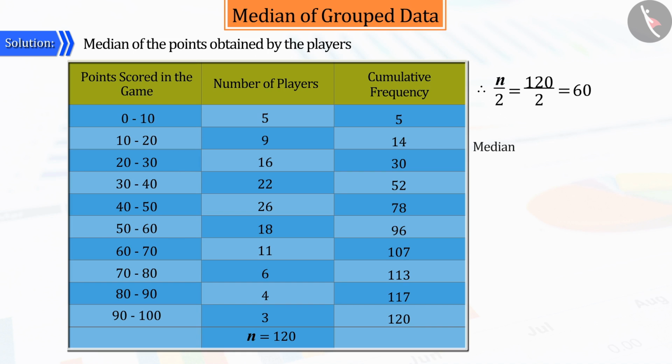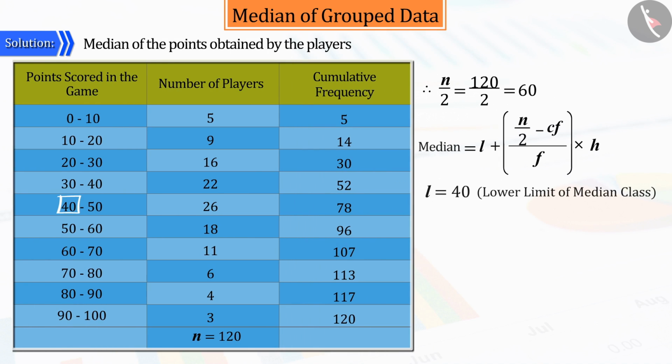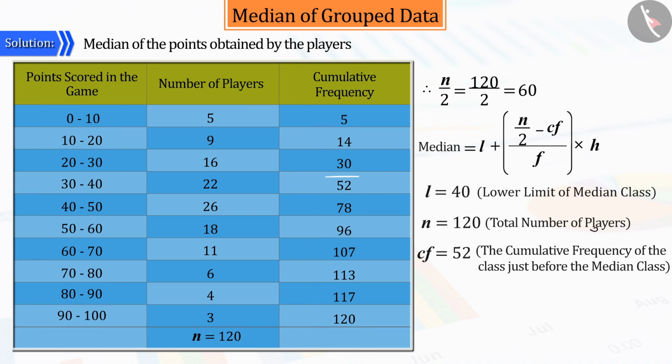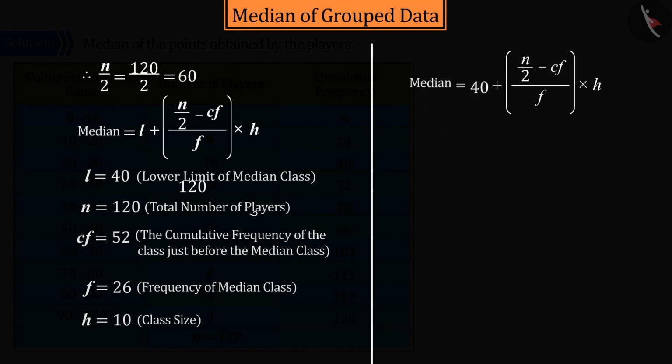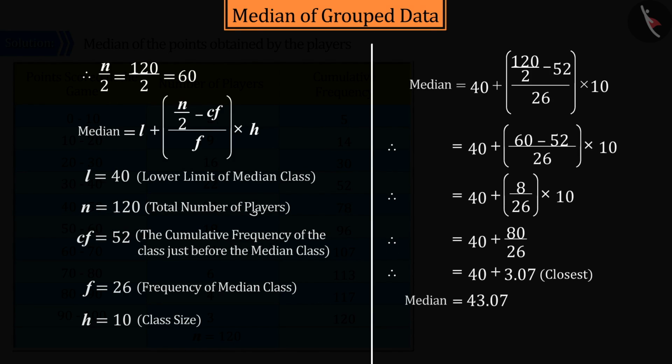To obtain the median, we use the following formula: L plus (n by 2 minus Cf) by f, multiplied by h, where L is the lower limit of the median class, that is 40, and n by 2 equals 60. Cf is the cumulative frequency of the class immediately preceding the median class, that is 52. f means the frequency of the median class, that is 26, and h is the measurement of the class, that is 10. Substituting these in the formula and solving it gives 43.07.